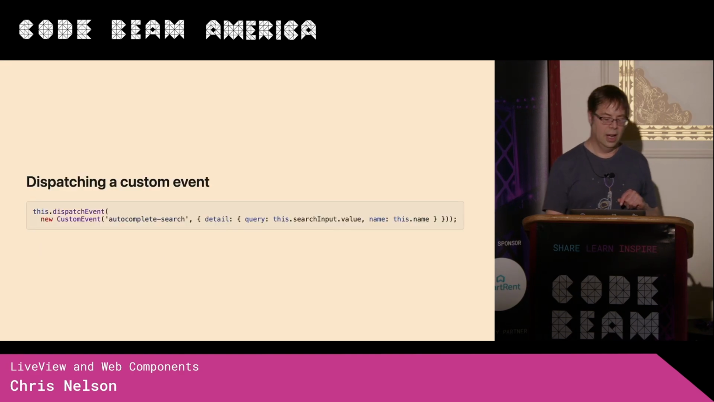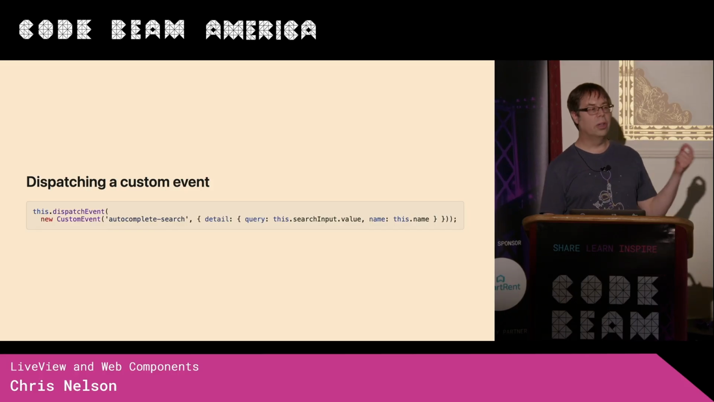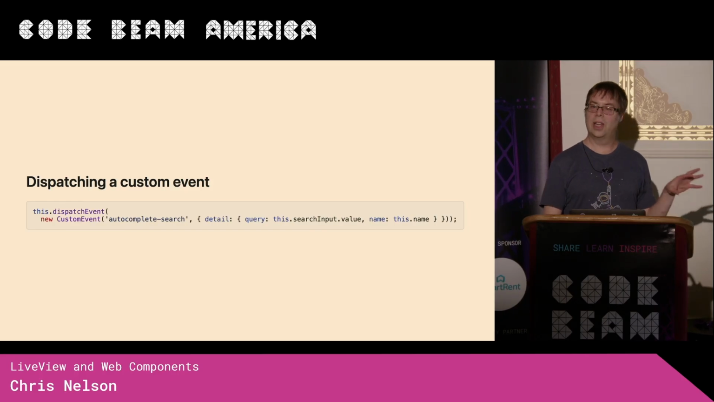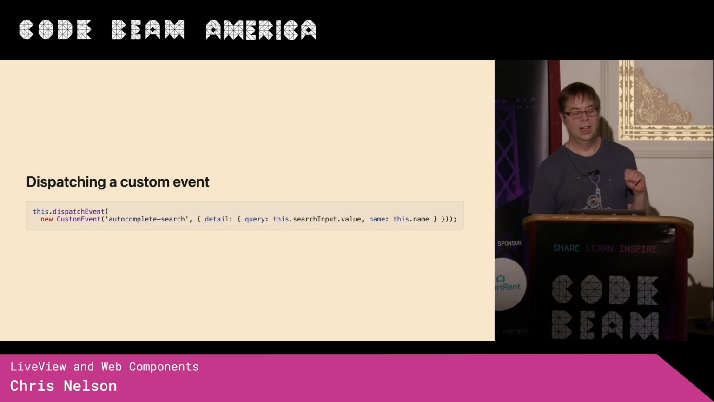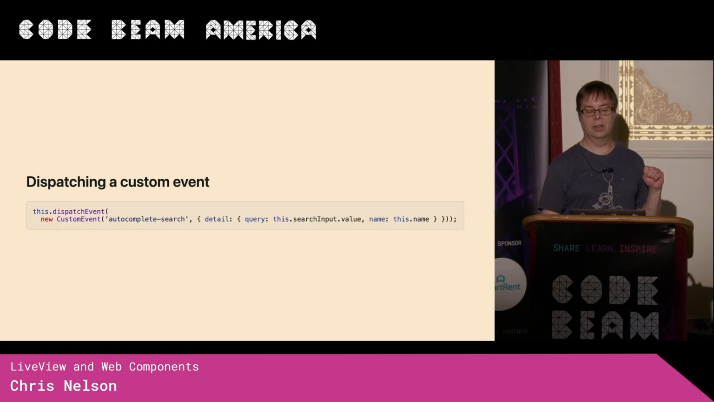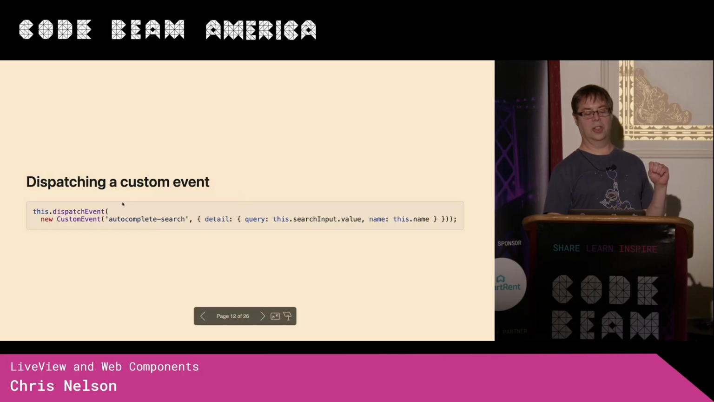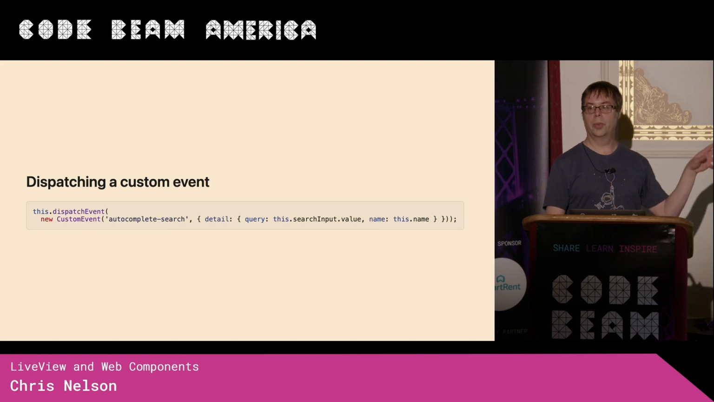So let's talk about how that custom event even gets dispatched out of the element. And this is one of the few examples of JavaScript code, I promise. But this is just to show you what a custom event being sent looks like. We're just calling dispatchEvent. We create a new custom event, autocomplete-search. We give it the detail property, which really just has the query, as in what they typed, and the name of the input. So if there was more than one, we could tell which one.